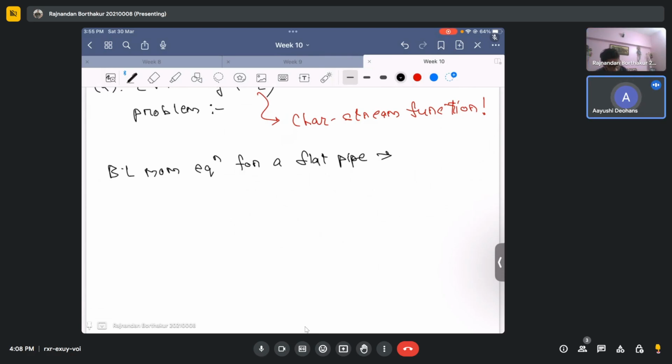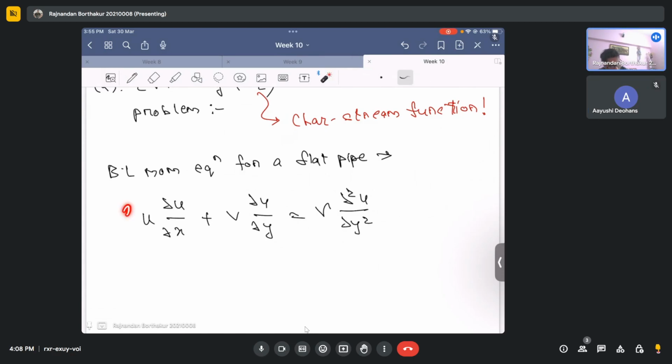u du by dx plus v du by dy, yeah exactly, equal to mu del square u by del y square. So it will be mu, but if there is a rho, I brought the rho here, so it basically becomes the kinematic viscosity, nu. Yeah, nu.